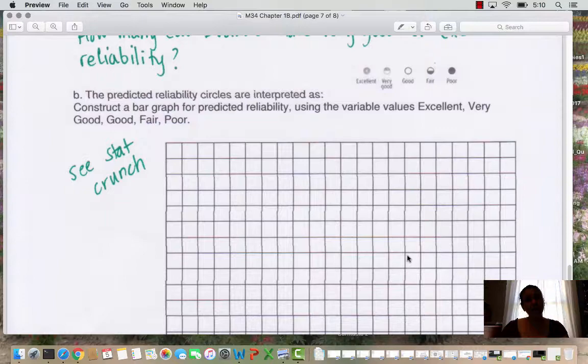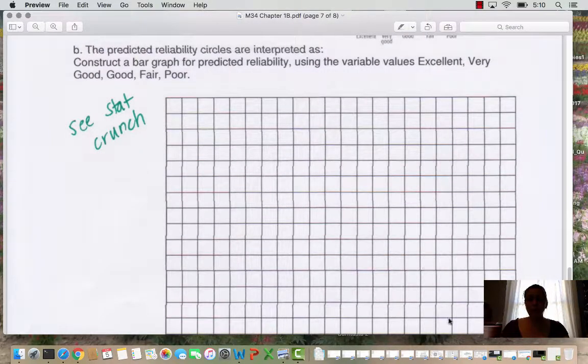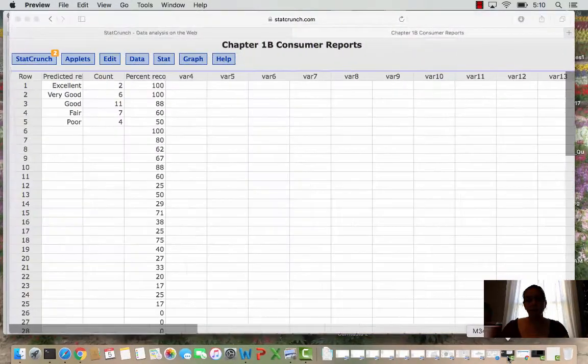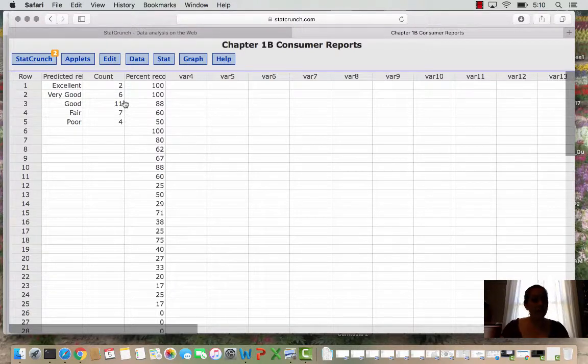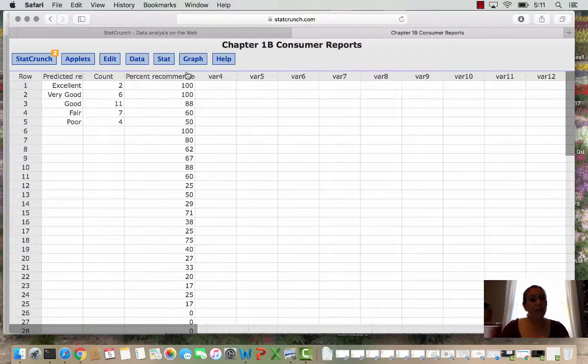Now in part B, we want to construct a bar graph. I'm going to show you how to do that in StatCrunch. Here in StatCrunch, I have typed my categories. Predicted reliability is the variable, and my values are excellent, very good, good, fair, and poor, and these correspond to the shaded dots. In the count column, I counted up how many times each of these dots appeared in the table. You'll notice this next column over is the percent recommended, a quantitative variable. I'll come back to it a little bit later.